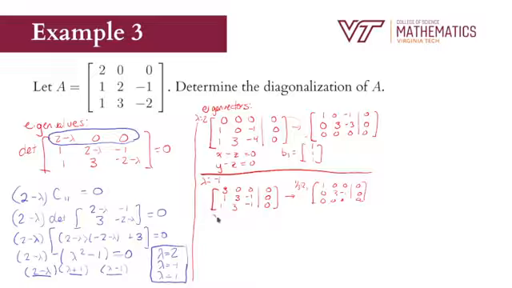And so we're getting this time that x is equal to 0, but 3y minus z is equal to 0. So if I set y equal to 1, 3 times 1 minus 3 is equal to 0. So 0, 1, 3 is our second eigenvector.